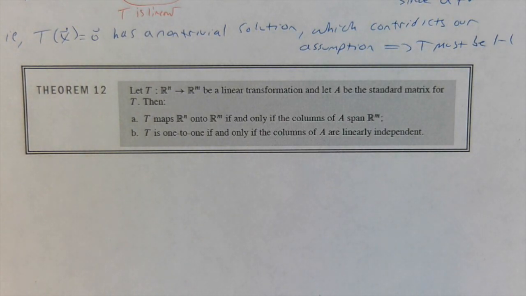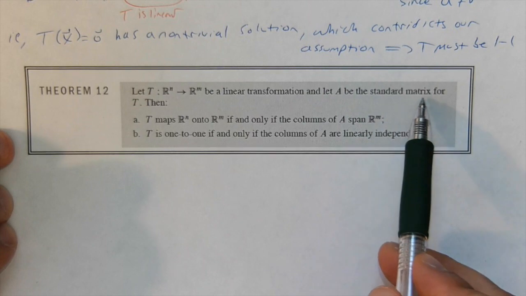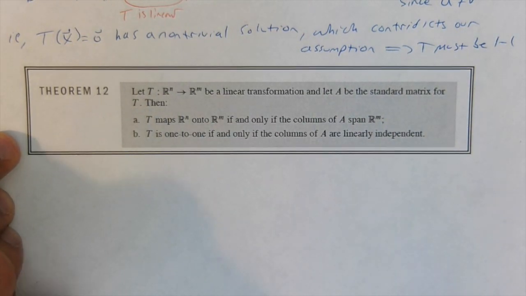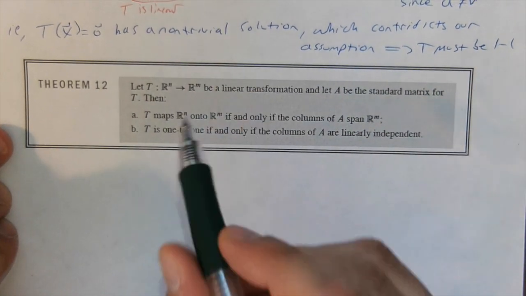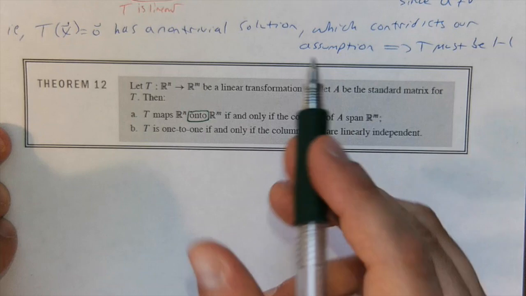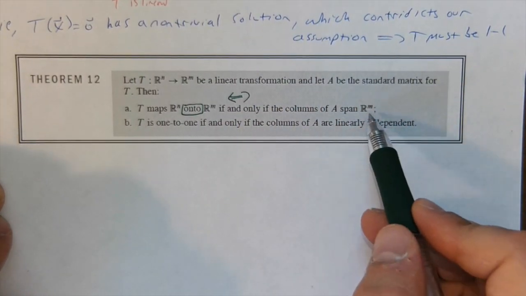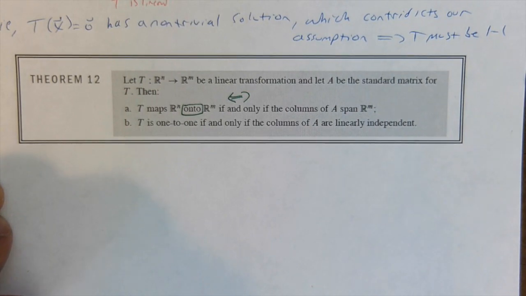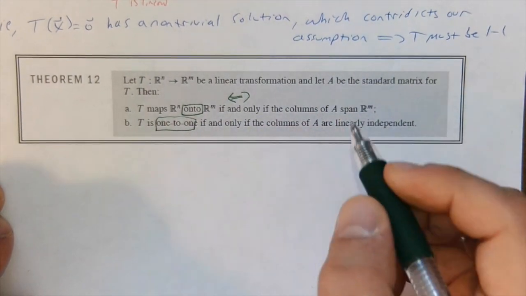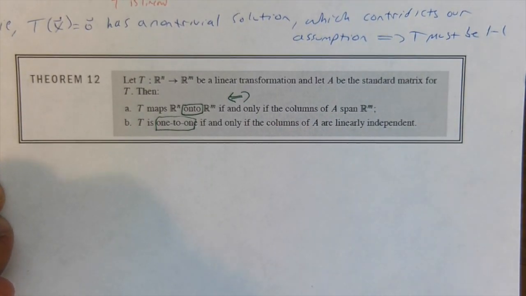For example, let's say we have a linear transformation, and let A be the standard matrix for T. In other words, T of x equals Ax, right? Well, this says we have an onto transformation if and only if, again, this is a double-sided implication, the columns of A span Rm. And the second one says we'll have a 1-to-1 transformation if and only if, again, double-sided implication, the columns of A are linearly independent.